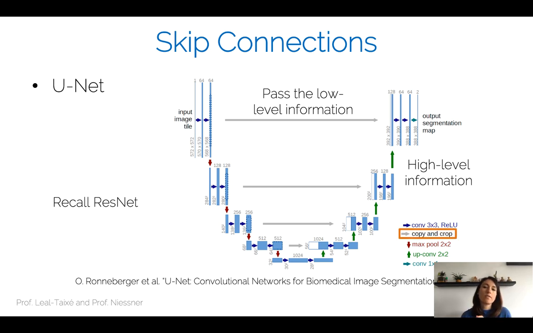And you can do several things. There are several ways of combining this low-level information with the high-level information. In this case, what we do is basically concatenation, what here they call copy and crop. And what they call crop is actually because the two dimensions of the encoder and the decoder do not match each other, and so they have to do a little bit of cropping there. So usually what you would have is exactly the same spatial dimension in the encoder and in the same level of the decoder.